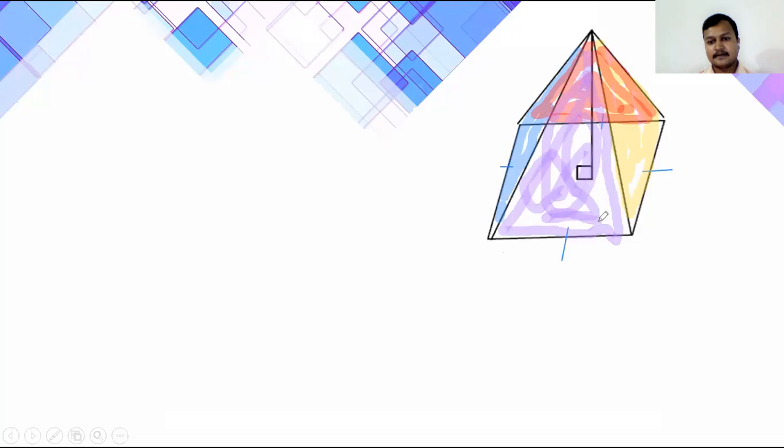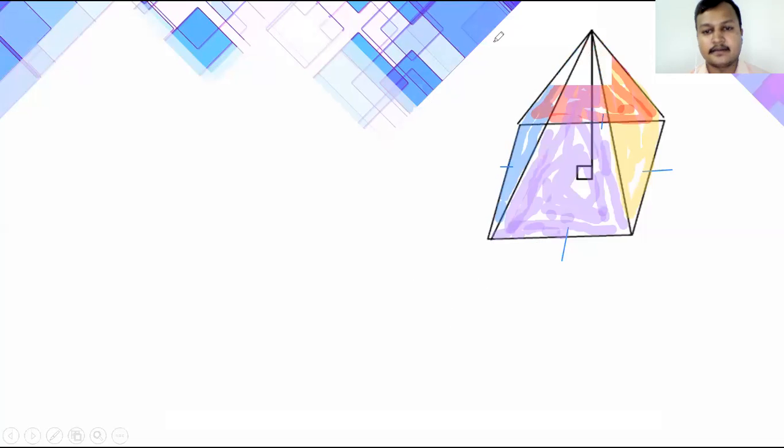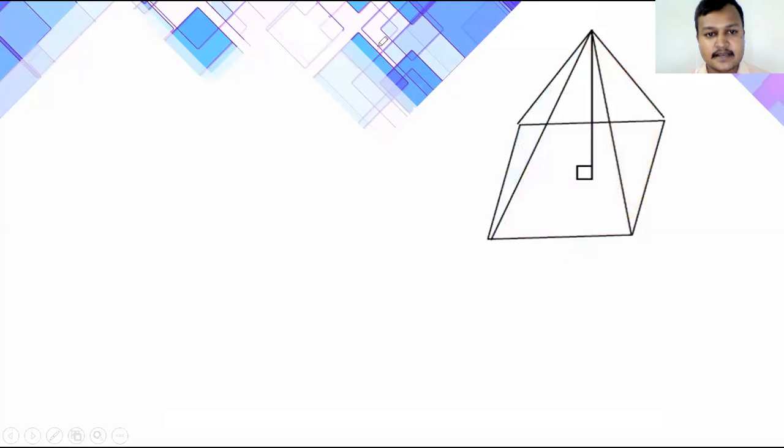So the lateral surface of the pyramid contains 4 triangles. One red colored triangle at the back side, a yellow colored triangle at the right side, a blue colored triangle at the left side, and the front side, which color is this? Purple. So these 4 triangles are there. The lateral surface area of the pyramid is made up of these 4 triangles, meaning we have to find the area of these 4 triangles.